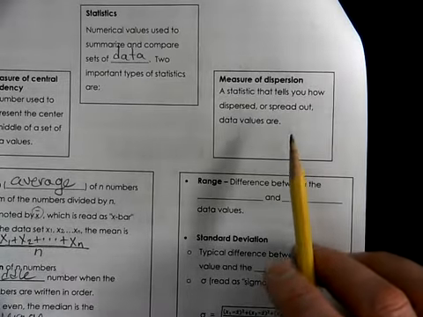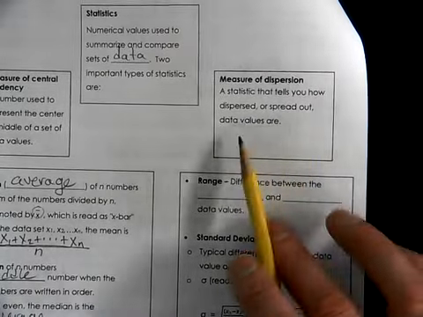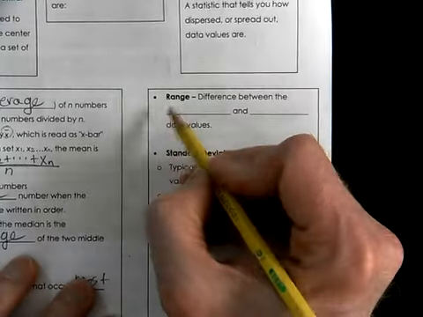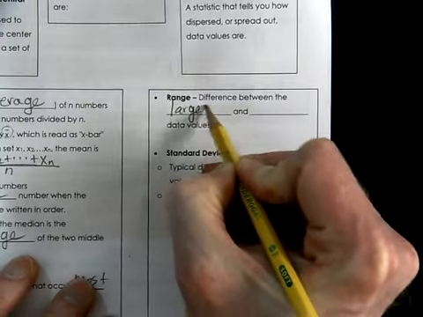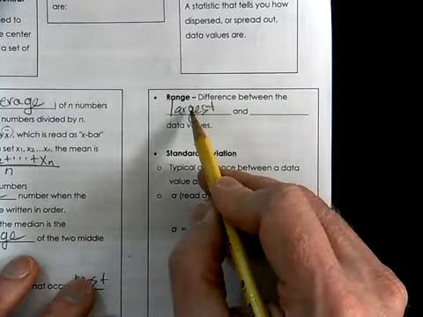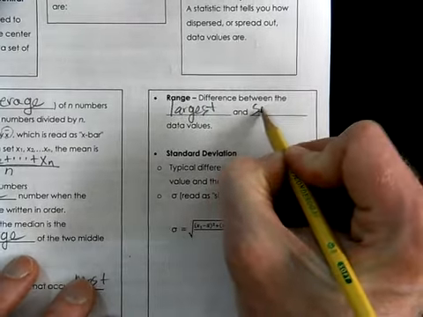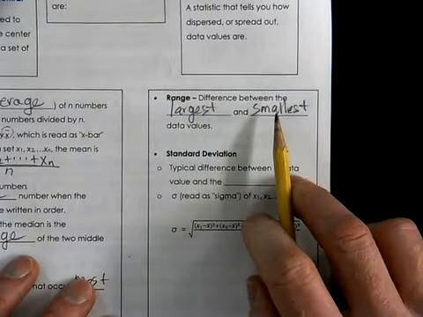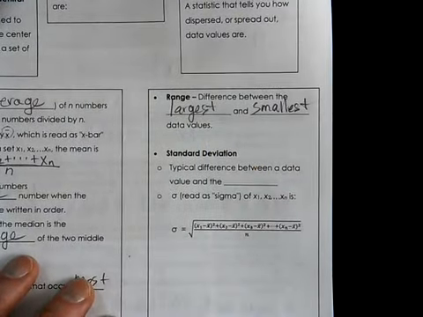The measures of dispersion, talking about how the data is spread out, a very typical one is called the range. That's your largest value. You're taking the difference, or subtraction, between the largest value and the smallest value. Subtract the smallest from the largest.